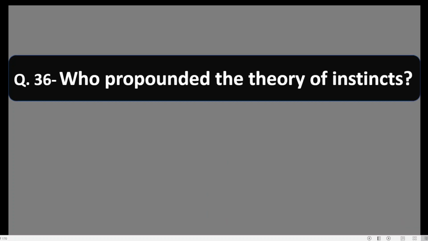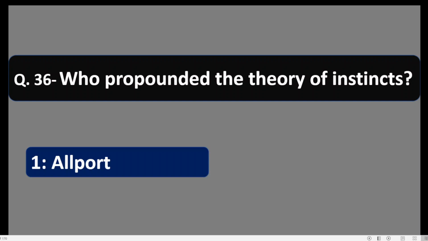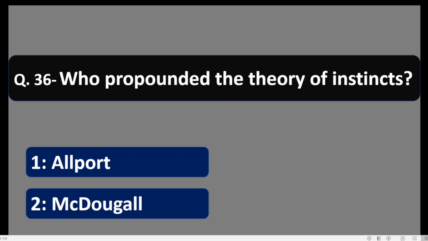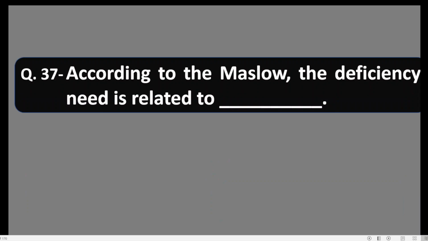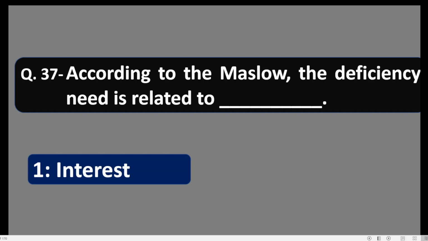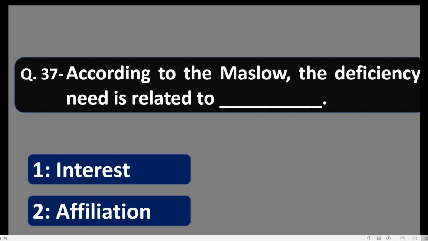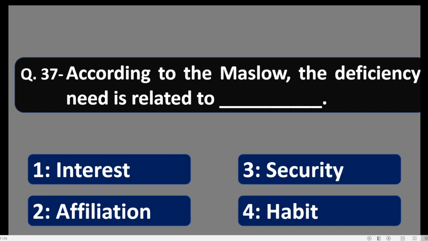Question 36. Who propounded the theory of instincts, which we have seen earlier? Allport, McDougall, Skinner, Watson. It is McDougall. He has given the theory of instincts. Question 37. According to Maslow, deficiency needs are related to interest, affiliation, security, or habit. So the answer is option 3, security. Deficiency needs are related with security.